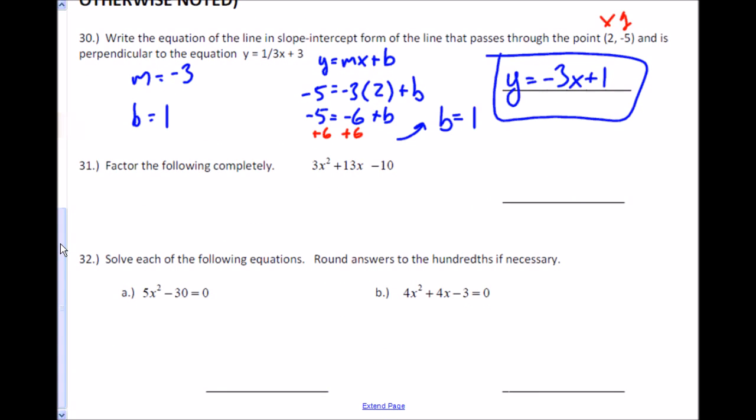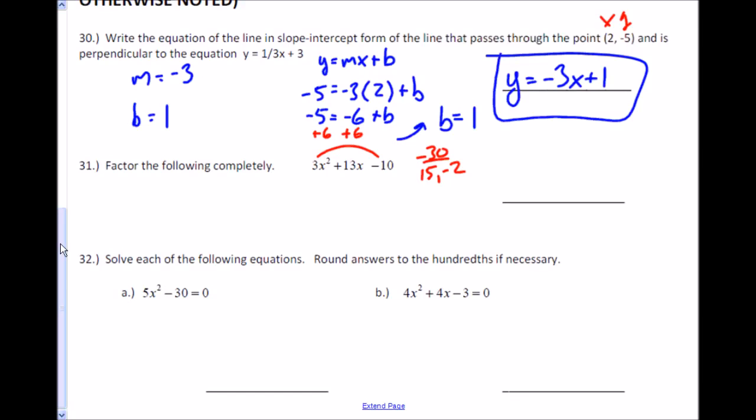Number 31, it asked me to factor this completely. And right away, I don't see any greatest common factors, so I'm going to go right to building a bridge. That gives me a -30. So the two numbers that multiply to -30 but add to a 13 are going to be a -2 and a +15. So I'll say 15 and a -2.